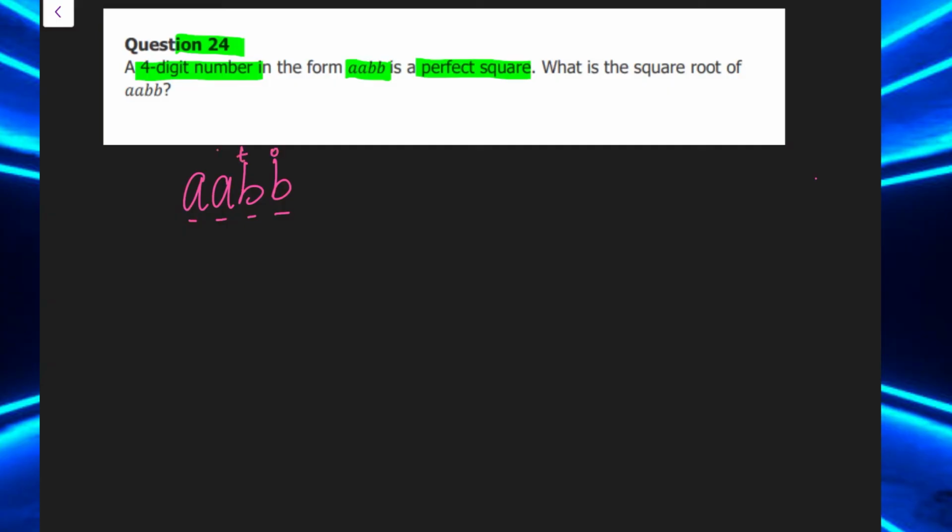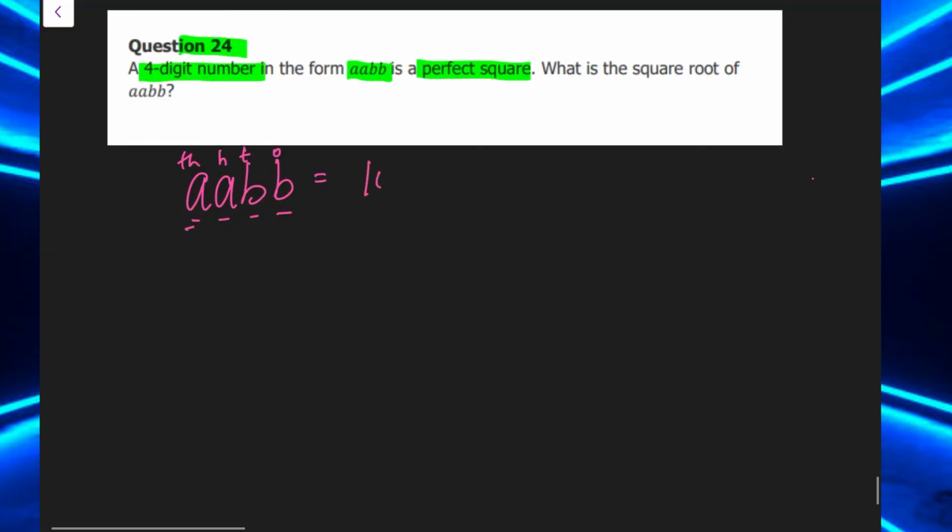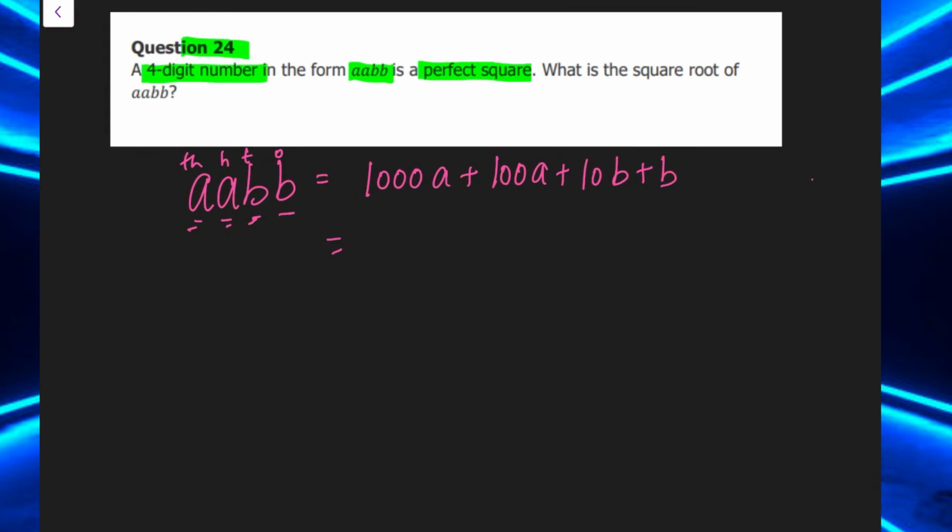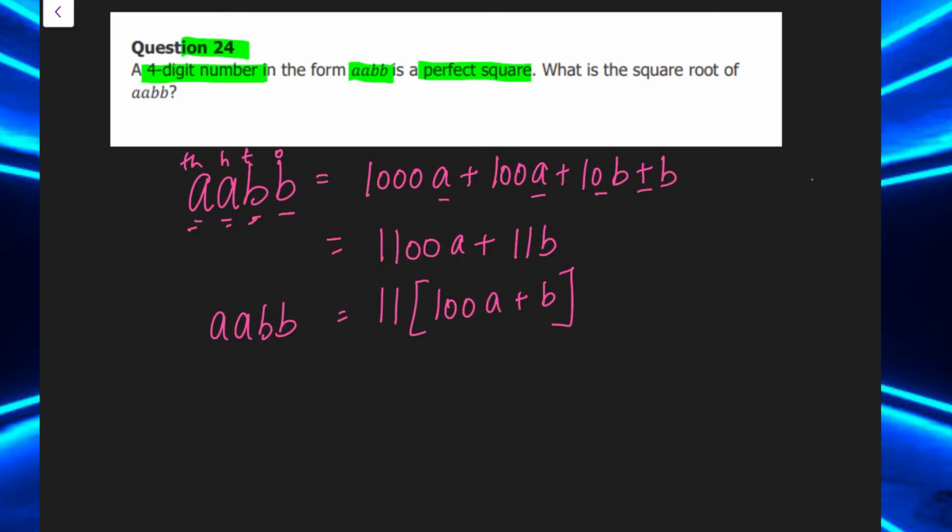Using the place value, this is ones, tens, hundreds, and thousands. So let's expand the number. This is 1000A, again the same digit, 100A, and then 10B, and then B again. Because these are like terms, we can add them together. So they are 1100A and 11B, and we can see there's a common factor of 11 which we can pull out. So inside is 100A plus B. Now this is our number that it is reduced to.